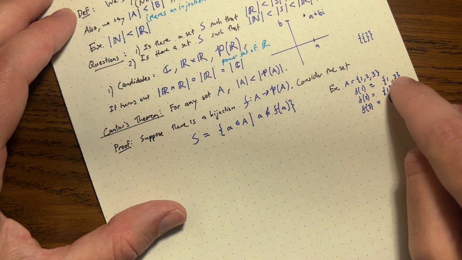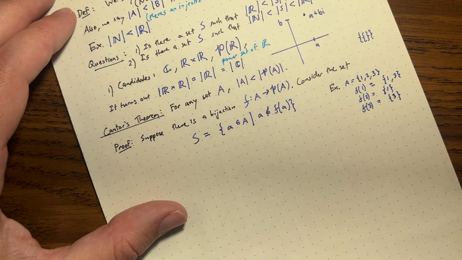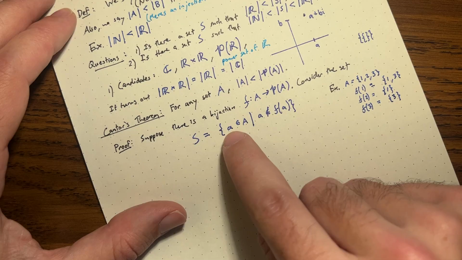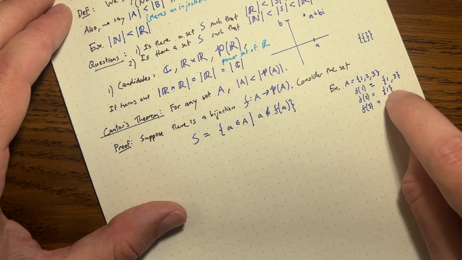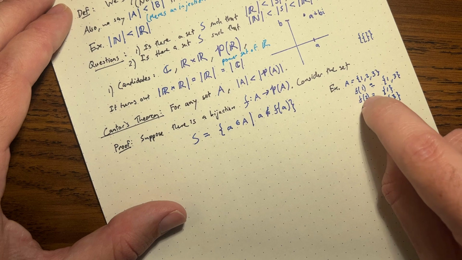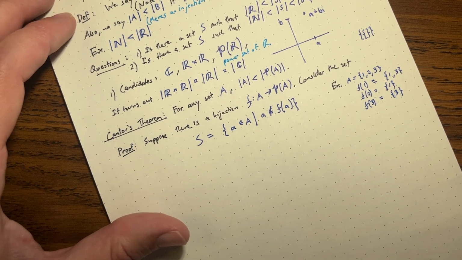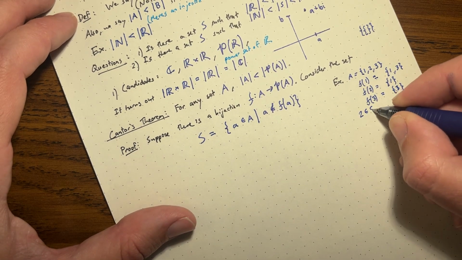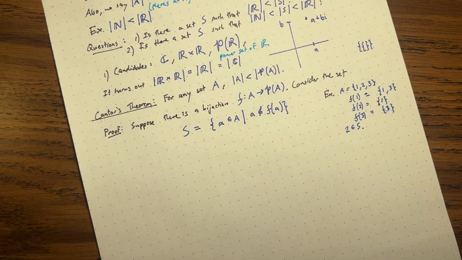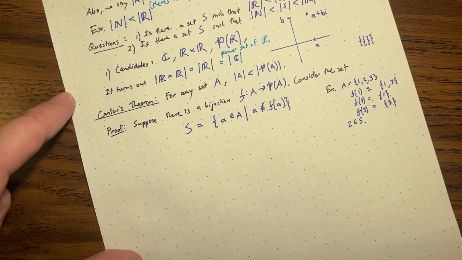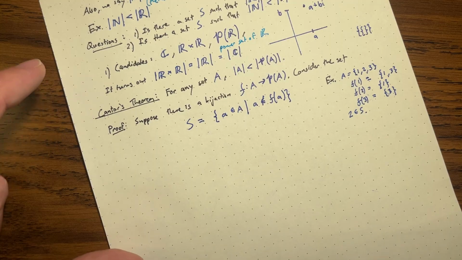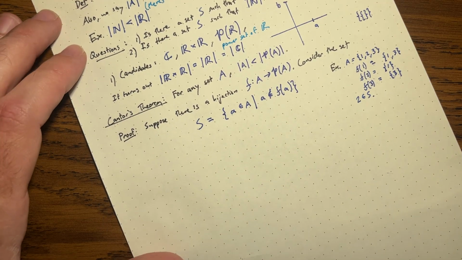So every element gets sent to a subset of A, okay? And there are some elements, perhaps, that get sent to a subset that does not contain the element. So in this example, 2 would be in S. But 1 and 3 actually would not be, because 1 belongs to the subset it gets sent to. Okay, does that make sense? So that's the set S.